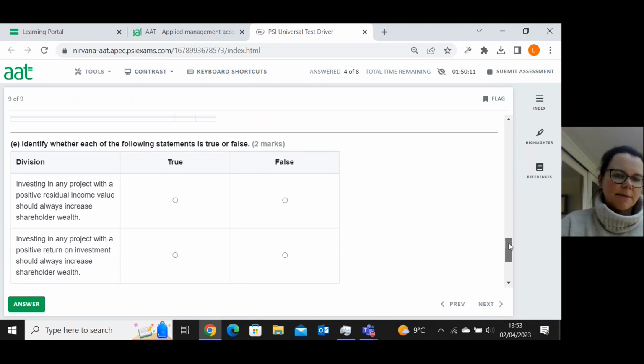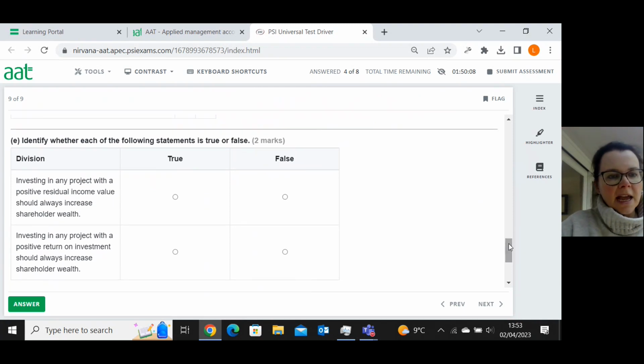Identify whether each of the following statements is true or false. Investing in any project with a positive residual income should always increase shareholder wealth. Right, so shareholder wealth is about profits. Residual income is about profits. Residual income is basically saying, what profit is there minus the cost of having the money tied up in the investment. So as long as you've got a positive residual income, then yes, you are contributing to the wealth of the shareholders. True.